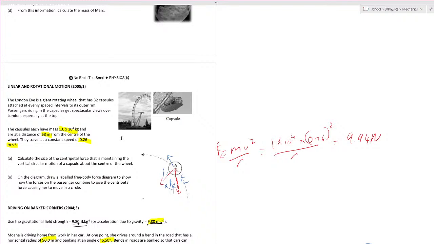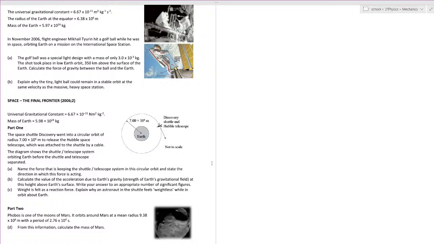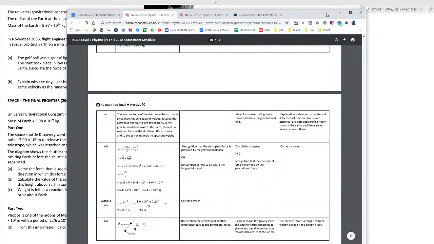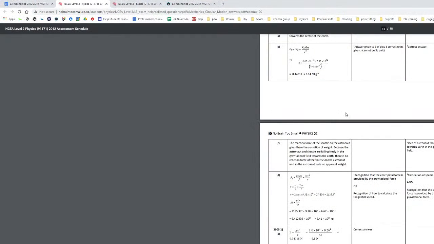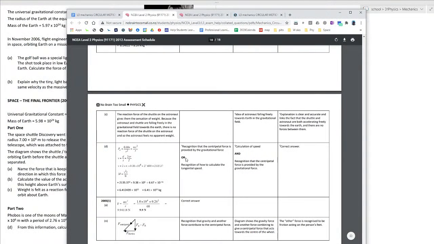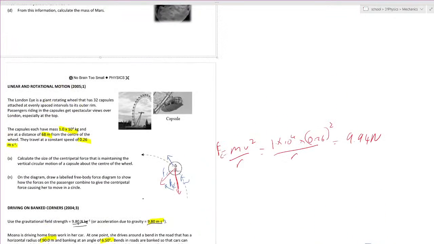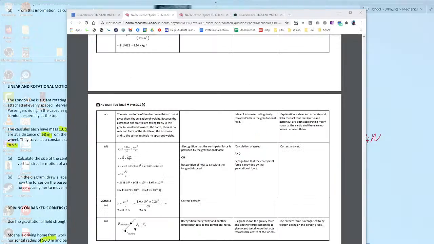Okay, I think that's everything on that question. Okay, next one, space, the final frontier. The universal gravitation. Oh, I should actually look at the answers for that last one. Let's have a look if I can find them. Okay. Where am I? Oh, right. 9.9 newtons was the answer. I think that's what we got, wasn't it? Let's see. 9.94, yep.